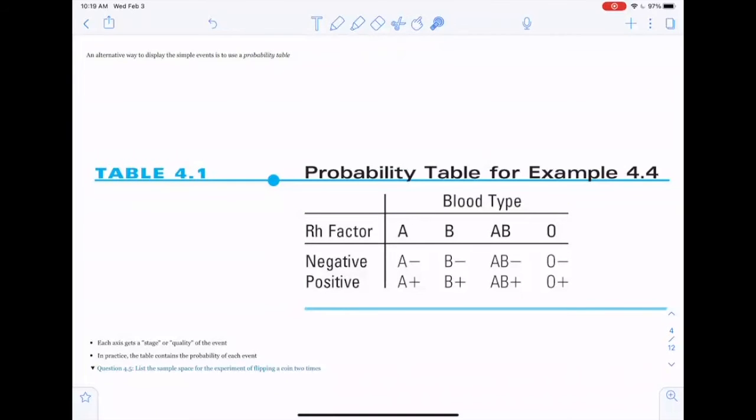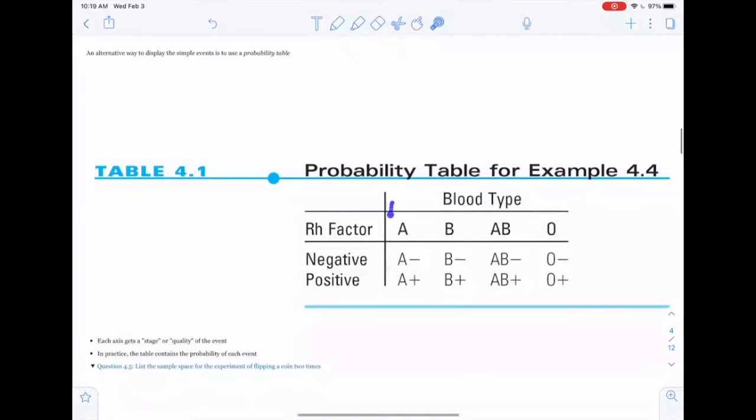Another way to display simple events using multiple types of events is to use what we call a probability table. So if we look at that blood type example, we might along one axis use the blood types and along another axis use the Rh factor. To look at A positive blood, we'll just look at where A and positive intersect. Right? This entry will be where the A positive blood is. And typically, the entries will be the actual probabilities.